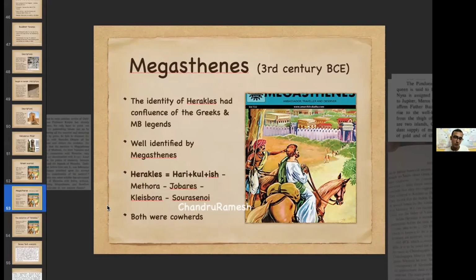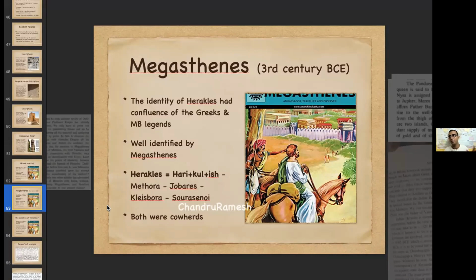He says that the Saurasenoi people are worshipping Heracles in a place called Mithra, and a river by the name of Jobares is flowing. Very interestingly, the Saurasenoi are the Surasena people, and Krishna's Vamsha is the Surasena Vamsha. So the Surasena people will obviously worship Krishna. So who is Heracles? Heracles is actually a Greek god. A Greek god also had the name Heracles.